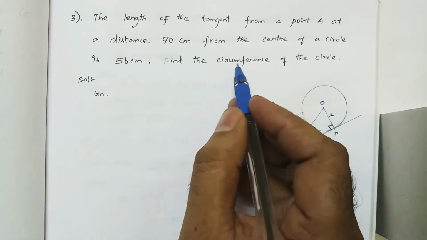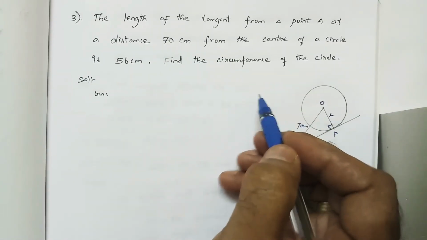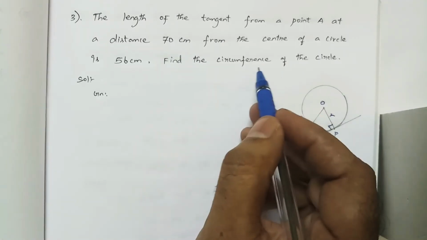What is the formula for finding the circumference of a circle? The circumference of a circle is 2 pi r. If you know the radius r, then we can substitute it in the formula and find the circumference of the circle.